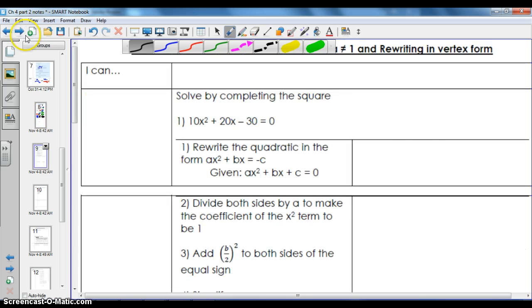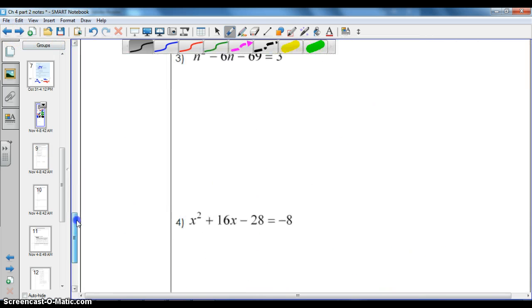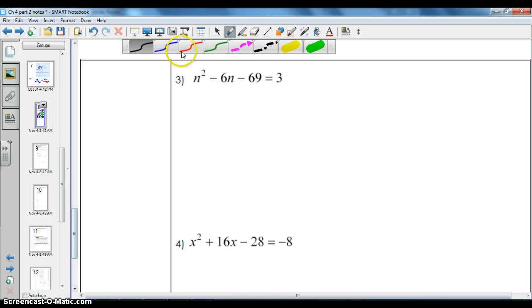All right, let's try some more. Oop, and they're at the bottom. There we go. Two more. So I'll do one with you, and then we'll do number 4 on your own.